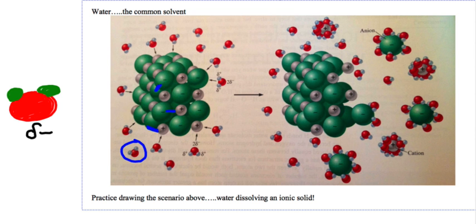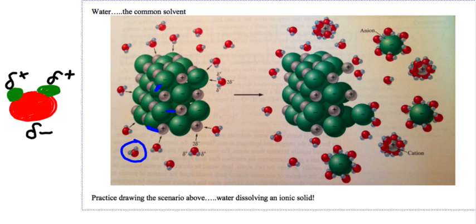I'm sorry, I said it backwards now because I'm thrown off. She's going to be partially negative because she has electrons closer to her, so I am partially positive. Okay? We're still sharing, but I'm partially positive. So the hydrogens are going to have a partial positive charge.